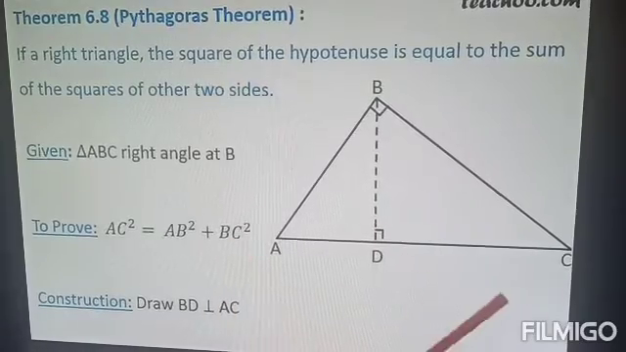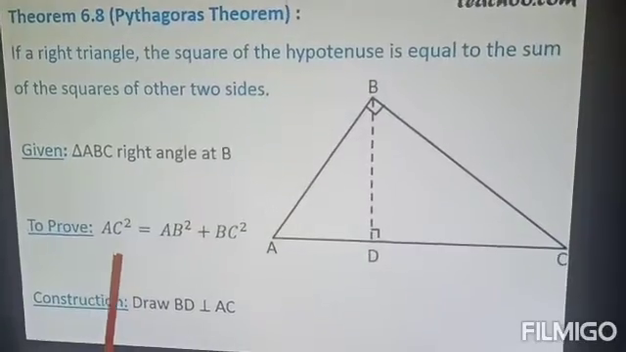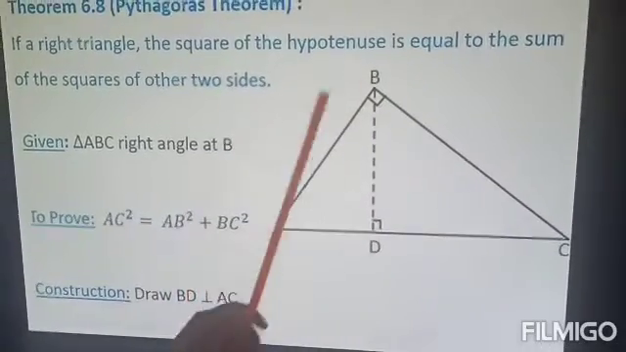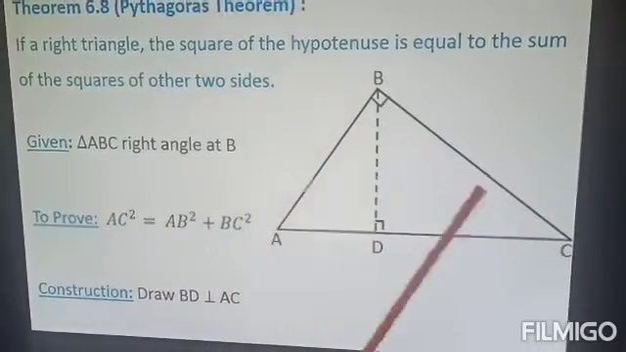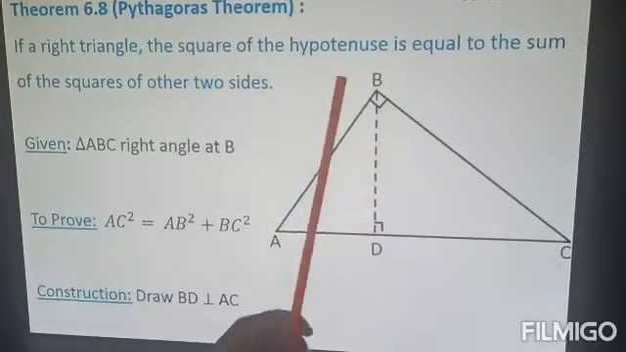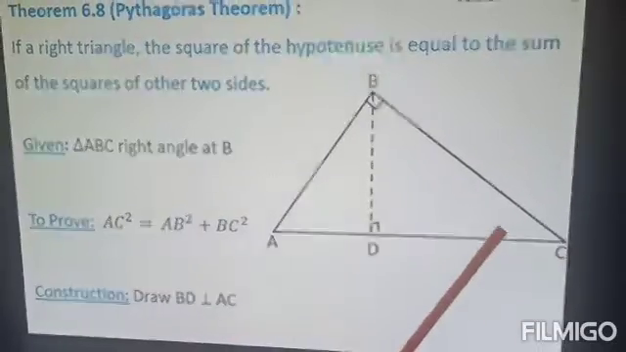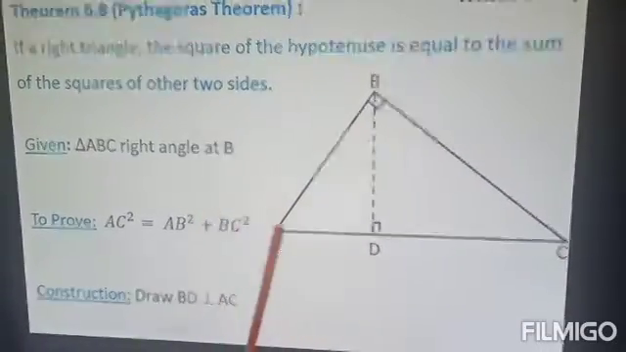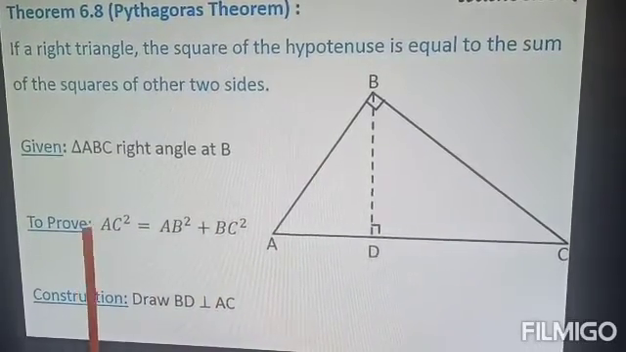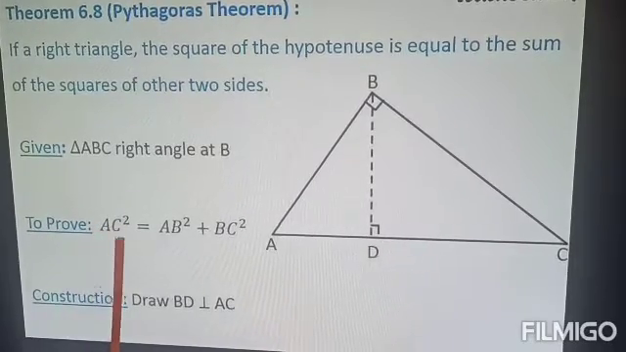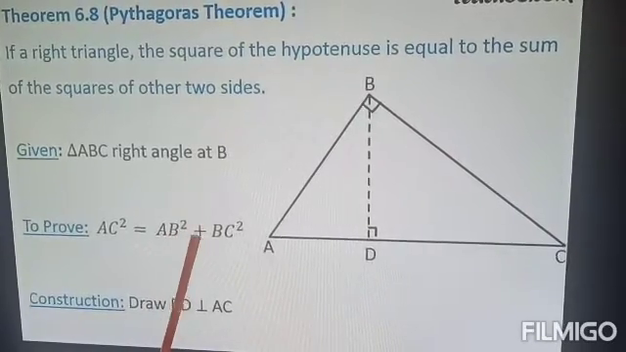Here the hypotenuse is AC. Square on hypotenuse means AC square. Then the sum of the squares of the other two sides. AC is the hypotenuse, so which are the other two sides? AB and BC. Square on AB is AB square, square on BC is BC square. Sum of the squares of the other two sides means AB square plus BC square. That means AC square is equal to AB square plus BC square.